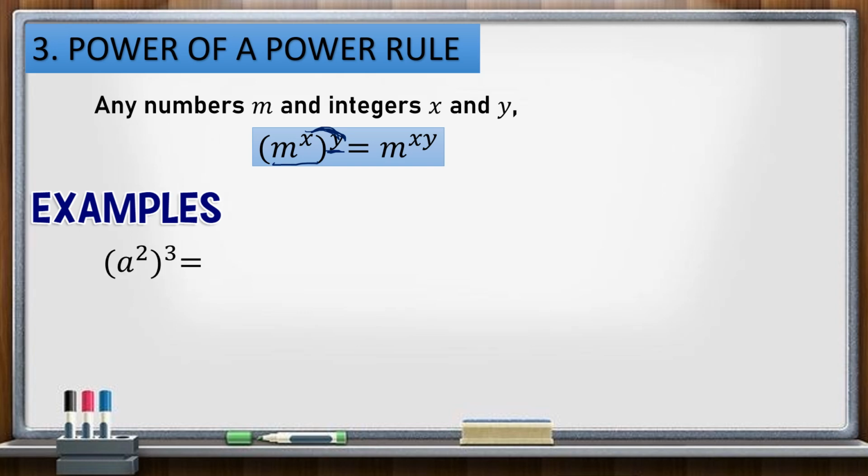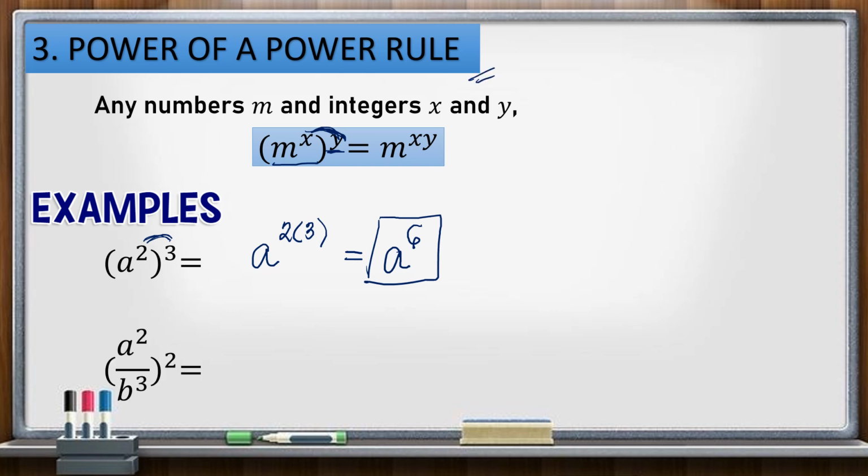So, the quantity of a raised to 2 raised to 3. Again, you have to simply multiply the exponent. So, you have here a raised to 2 times 3. And that will be equal to a raised to 6. Okay, that will be our final answer. That is the power of a power rule.